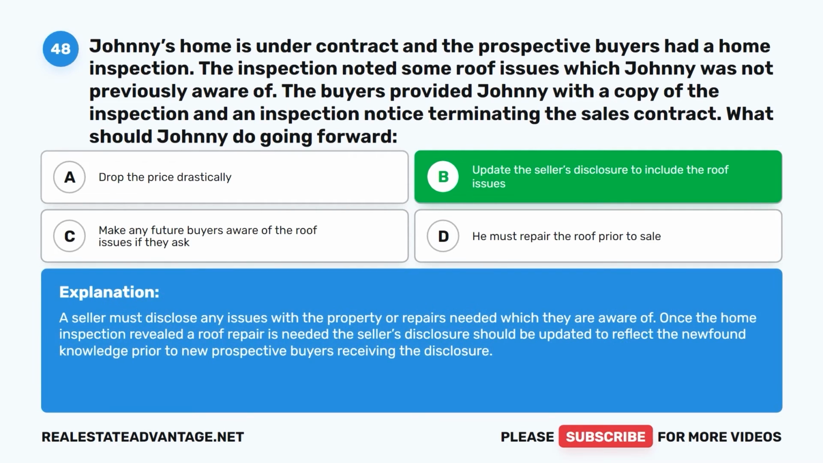A seller must disclose any issues with the property or repairs needed which they are aware of. Once the home inspection revealed a roof repair is needed, the seller's disclosure should be updated to reflect the newfound knowledge prior to new prospective buyers receiving the disclosure.